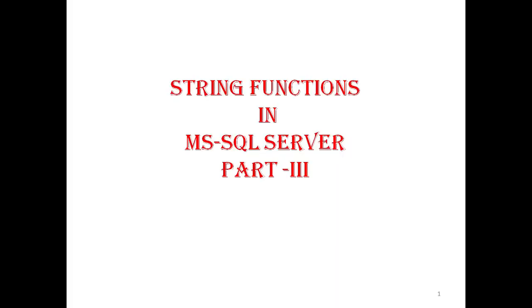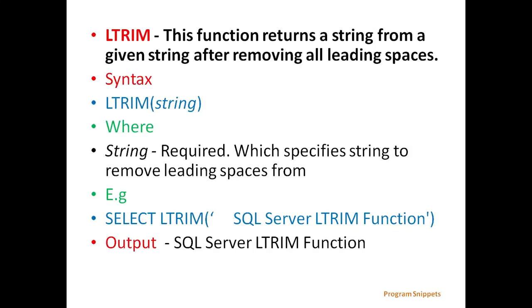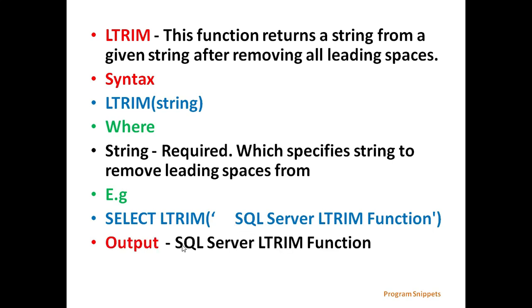Here we will see string functions in SQL Server. First is LTRIM. This function returns a string from a given string after removing all the leading spaces. General syntax is LTRIM(string), where string is a required parameter which specifies the string from which we are going to remove the leading spaces. For example, select LTRIM with leading spaces and SQL Server. When we execute this function, the output will give SQL Server by removing the leading spaces.